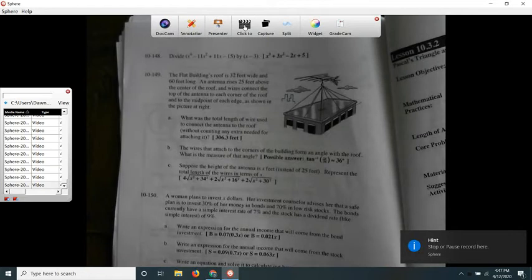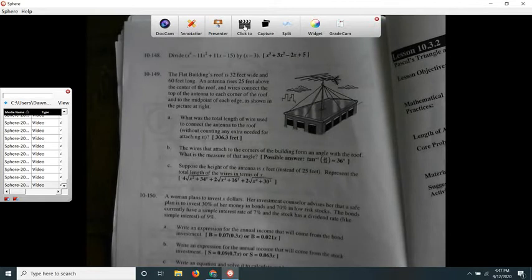Here's integrated 3. It's problem 10-149. It says the flat building's roof is 32 feet wide and 60 feet long. An antenna rises 25 feet above the center of the roof, and wires connect the top of the antenna to each corner of the roof and to the midpoint of each edge, as shown in the picture at right.